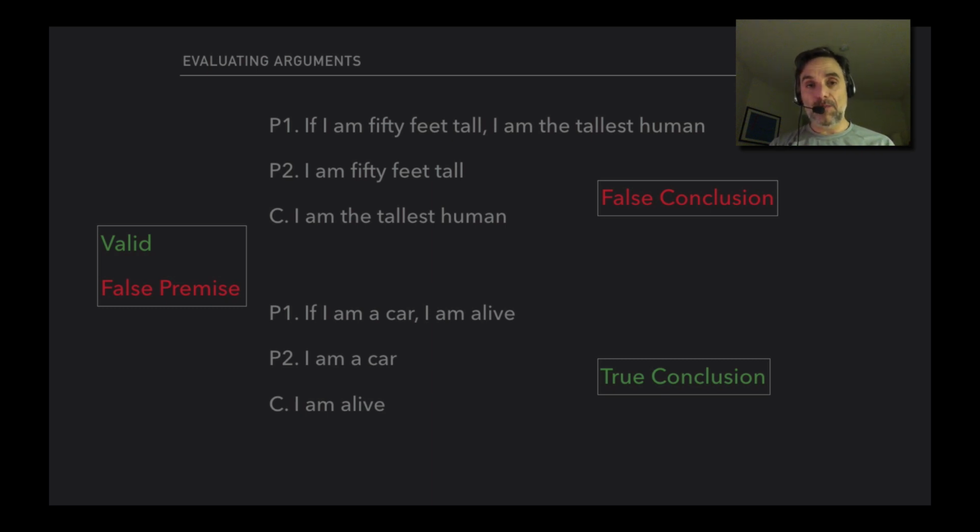So it's valid, but it has the false premise, I'm a car, and also the false premise, if I'm a car, I'm alive. So if we look at what we have here, we have two arguments that are valid and have false premises, but in one case the conclusion is true, and in the other case the conclusion is false. So what does this show? It shows that you can have arguments that are valid and have false premises. Do you know whether or not the conclusion is true or not? When an argument is valid but has false premises, you don't know.